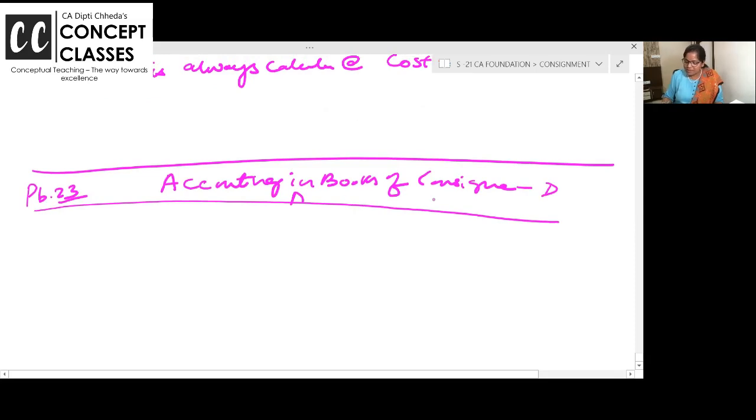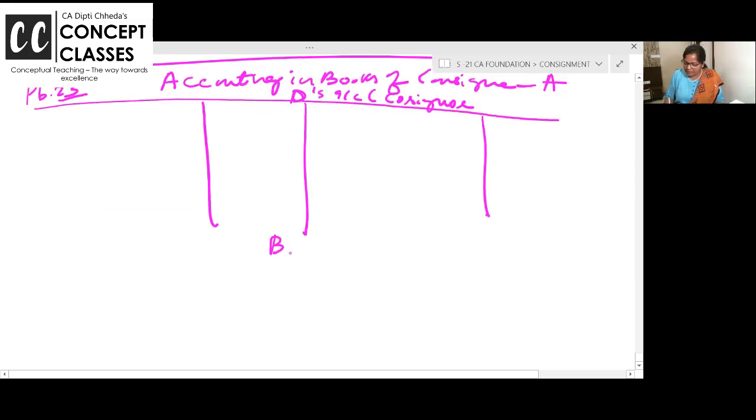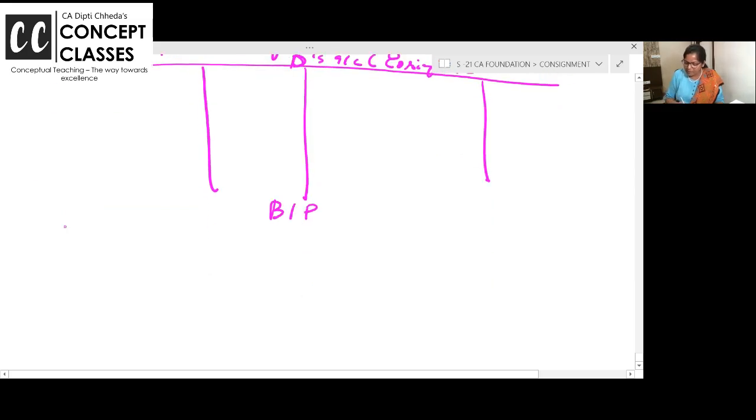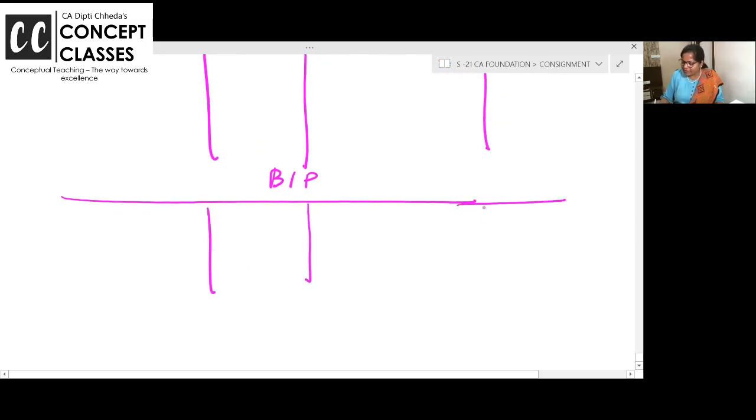In the books of consignee, A is the consignee, no? D's account. Who is D? Consigner. In the books of A. कंसाइनी के बुक्स में कंसाइनर का अकाउंट बनाना है. तो बिल्स पेएबल भी बनेगा, बिकॉज उन्होंने तो बिल्स पेएबल भी एक्सेप्ट किया है. और इन्वेंट्री कैलकुलेशन दे हैव आस्क्ड, so that also we will do.